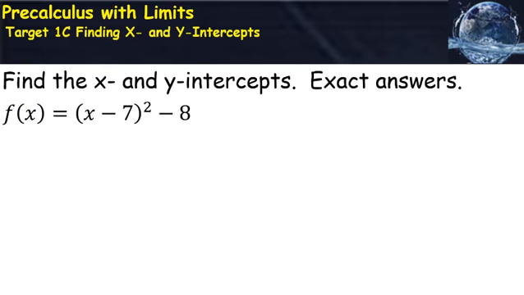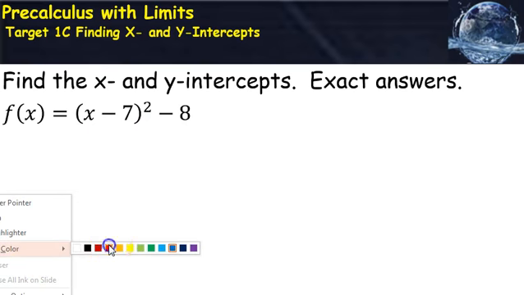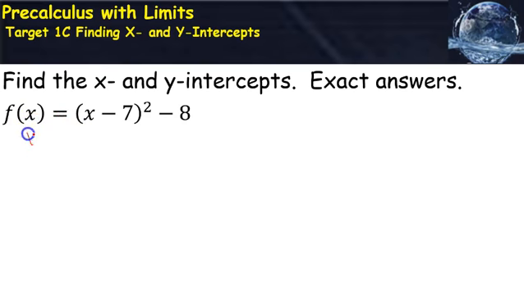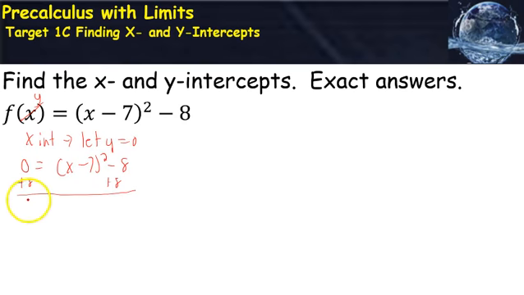Okay, so find the x and y intercepts. For this problem, let me get my red pen. For the x-intercept, so remember for the x-intercept, I let y equal 0, and I find x. So again, this is the y, so I get 0 equals (x minus 7) squared minus 8. So I have to get the x by itself. So to do that, I'm going to add 8 to both sides. I have 8 equals (x minus 7) squared.